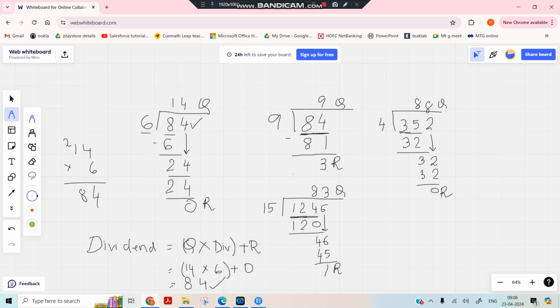Let's check another division. Suppose let's check this one. So my dividend is equal to my divisor multiplied by the quotient and the answer plus the remainder, which is 1. So let's check 18. 3 times 15.